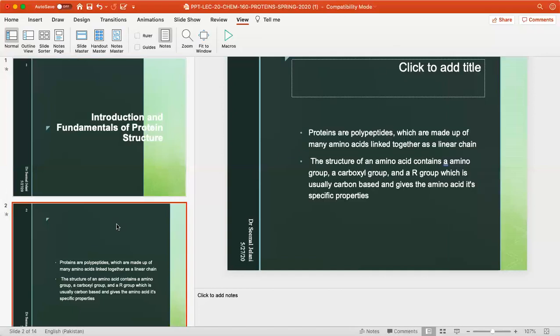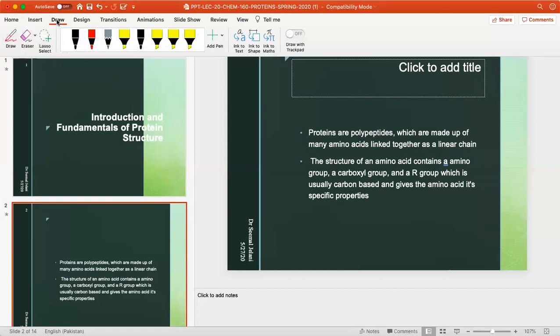first slide. Proteins are actually... let me get my pen. Okay, I need a red pen over here. Proteins are polypeptides which are made up of many amino acids linked together in a linear chain. The structure of an amino acid contains an amino group, a carboxyl group, and an R group, which is usually carbon based and gives the amino acid its specific properties.